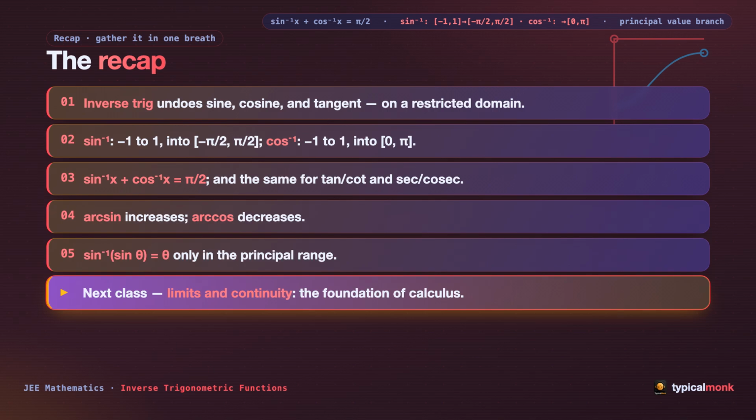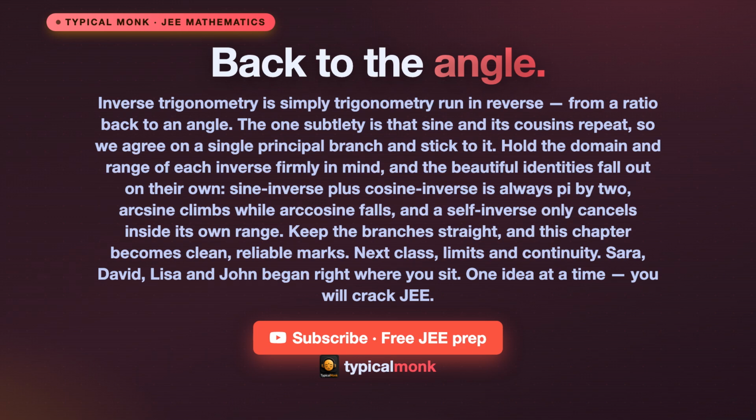The foundation of calculus. Back to the angle. Inverse trigonometry is simply trigonometry run in reverse, from a ratio back to an angle. The one subtlety is that sine and its cousins repeat, so we agree on a single principal branch and stick to it. Hold the domain and range of each inverse firmly in mind, and the beautiful identities fall out on their own. Sine inverse plus cosine inverse is always pi by 2. Arcsine climbs while arccosine falls, and a function and its inverse only cancel inside the principal range. Keep the branches straight, and this chapter becomes clean, reliable marks.